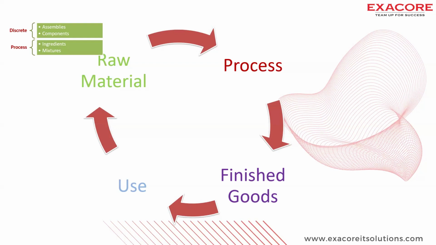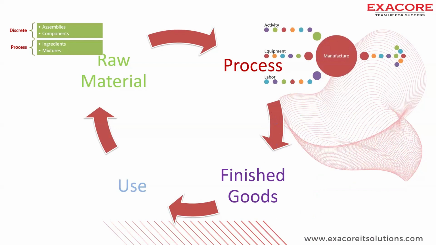A simple differentiation between the two forms of manufacturing would be: in discrete manufacturing, you could separate out the components at a later stage. Whereas in process manufacturing, once the ingredients are combined to form either a finished or a semi-finished good, it is not possible for you or I to get the constituent components back in their original form. A very simplistic view of either a process or a discrete manufacturing.